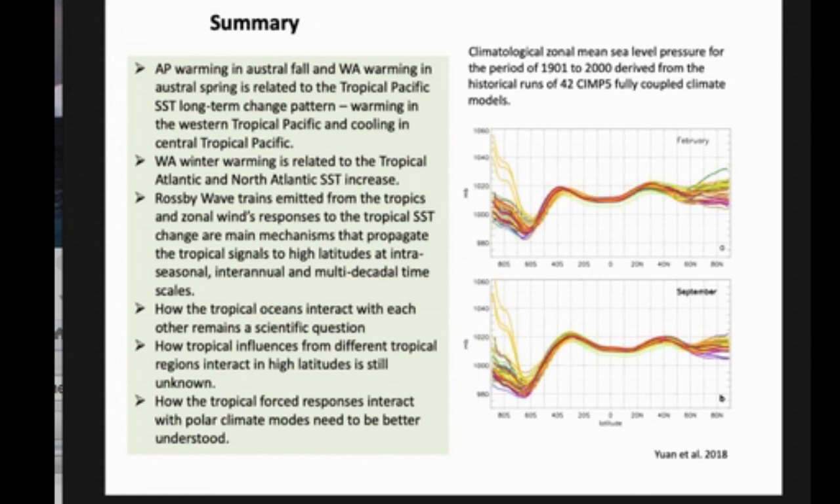And how the tropical forcing responds to and interacts with high latitude variability. We know some, but we don't know all. So these three are what we came out with, what future studies need to address. Thank you. Sorry for taking too long.